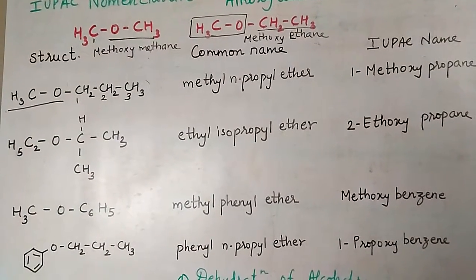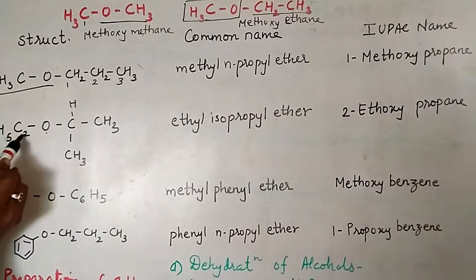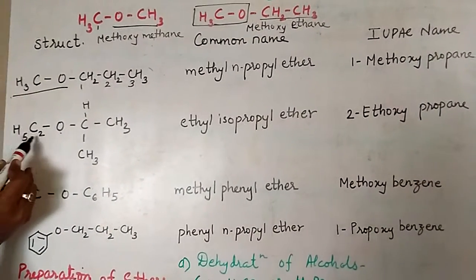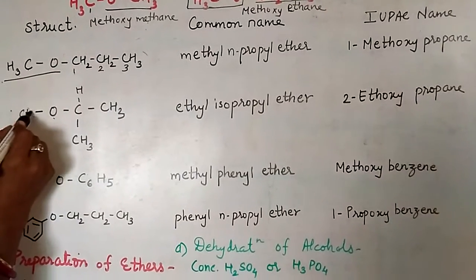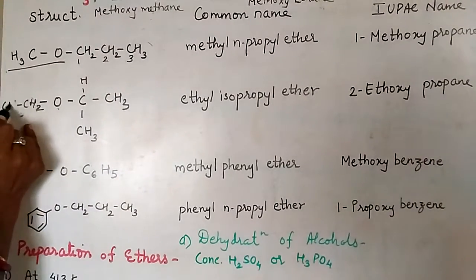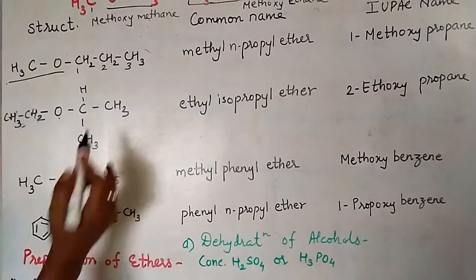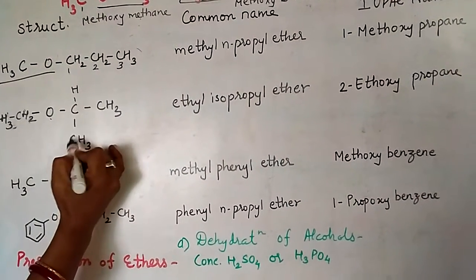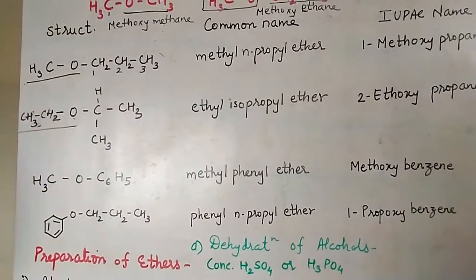Come to the next example. In the next example, on one side of oxygen you have 2 carbons. This is C2H5. So CH2CH3. So you can write this as CH2CH3, CH2 and CH3. So 2 carbons present here. On the other side you have 3 carbons, 1, 2 and 3. So this will become the parent alkane, and the other you will combine with oxygen.